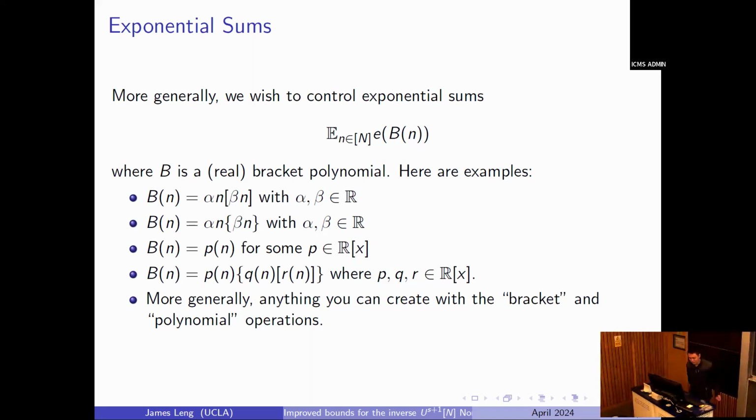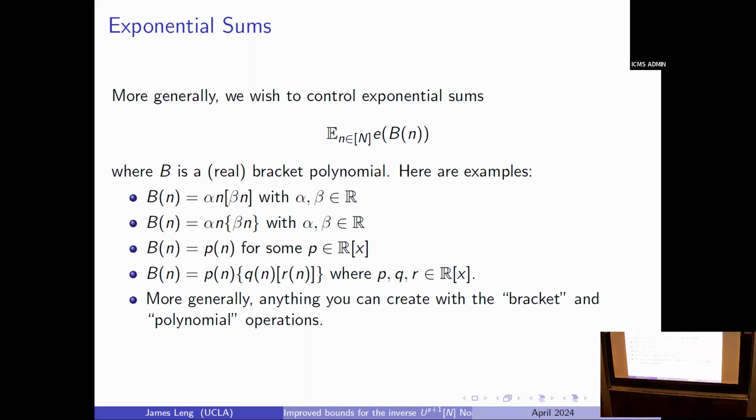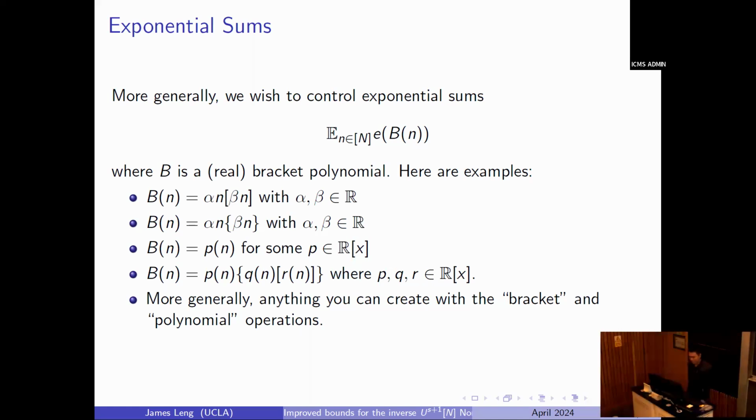B of n is basically any of these examples, and anything you can create with a bracket and a polynomial operation, like a square bracket or a curly bracket operation. The method I have should be able to, with some cheating, handle it.